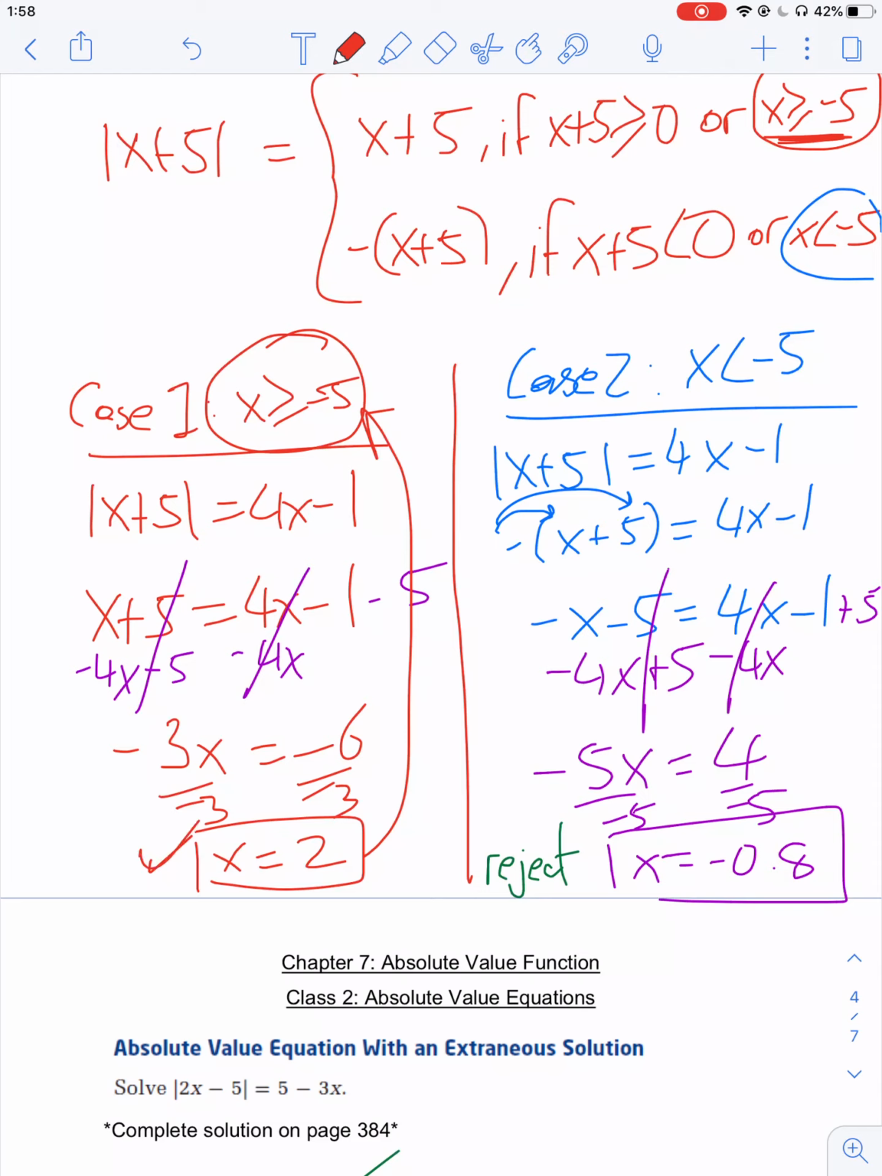If it is, then it's good. If it's not, and in this case it's not, all your numbers have to be less than minus 5. So minus 5.1, minus 5.2, minus 6, those ones are good. Minus 0.8 is not less than minus 5, so you'll have to reject this one. So there's only one solution. This one is your extraneous solution. So that's the value that you have to reject. I hope this is kind of making sense.